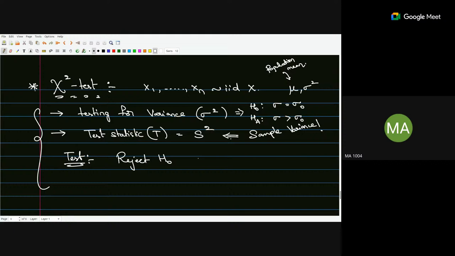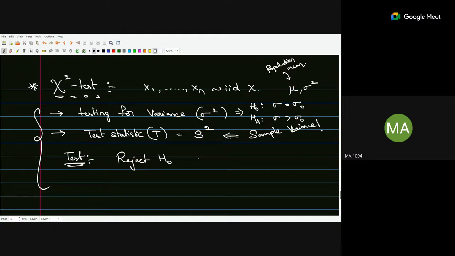Okay. But there might be some cases where the alternative could be sigma less than sigma naught. That's because variance being low is a good thing, isn't it? Yes. Variance being low is a good thing. That's what we try for. We try to get the variance to be minimized.